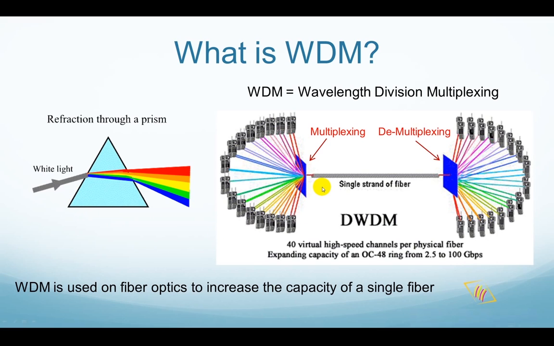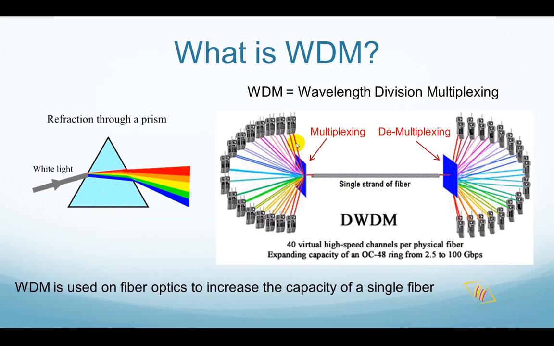Traditionally, only one colored light was used on a single strand of fiber to carry the information, such as 1550 nanometer light. However, starting from the early 1990s, the internet boom pushed service providers to find a method to increase the capacity on their network in the most economical way. That is when WDM devices were invented.